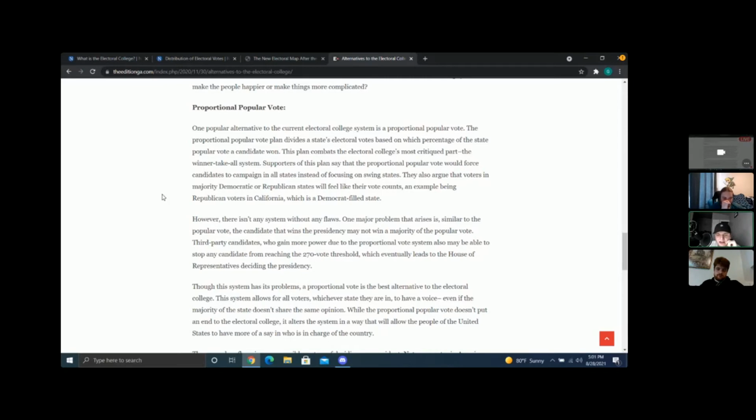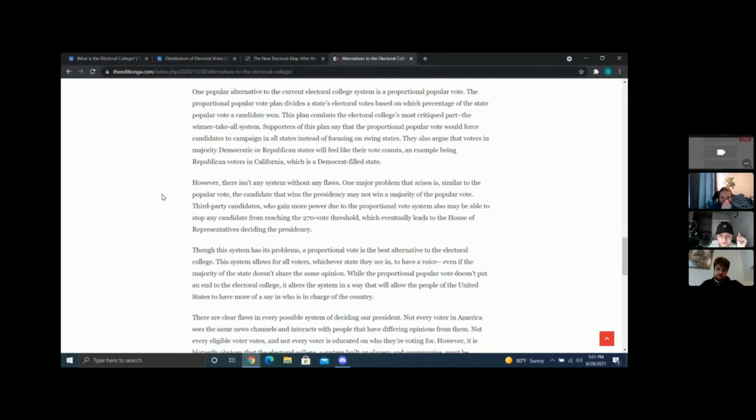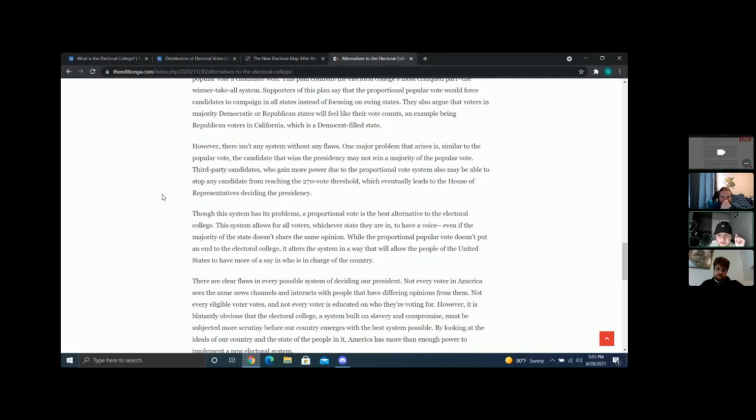Third-party candidates who gain more power due to the proportional vote system also may be able to stop any candidate from reaching the 270 vote threshold, which eventually leads to the House of Representatives deciding the presidency. Though this system has its problems, a proportional vote is the best alternative to the Electoral College.